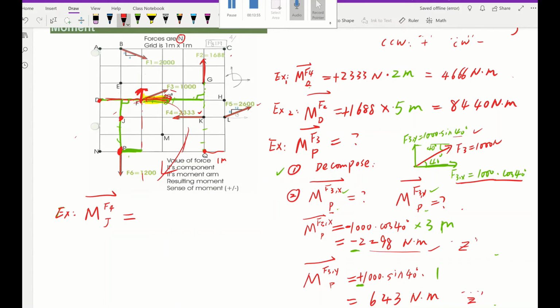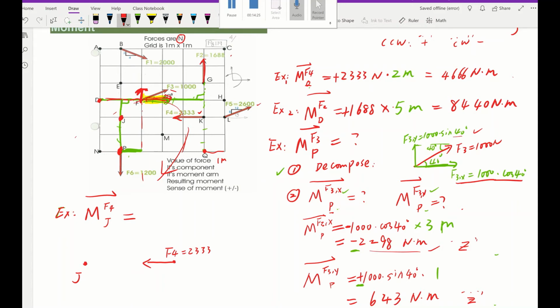What's the uniqueness of this problem is this F4 is going through this point J. Extended F4, so J is on the line of action of F4. So if we were trying to take it out, this is my J, this is my F4. Well, using force times the moment arm, force is 2333.